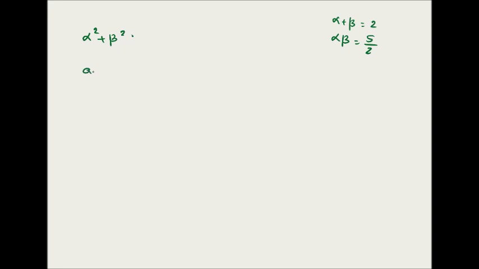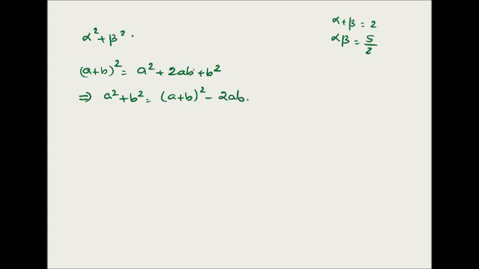We know that a plus b the whole square is equal to a square plus 2ab plus b square. That implies we can write a square plus b square is equal to a plus b the whole square minus 2ab. So apply this condition here. Alpha square plus beta square is equal to alpha plus beta the whole square minus 2 alpha beta. Now substitute these values.